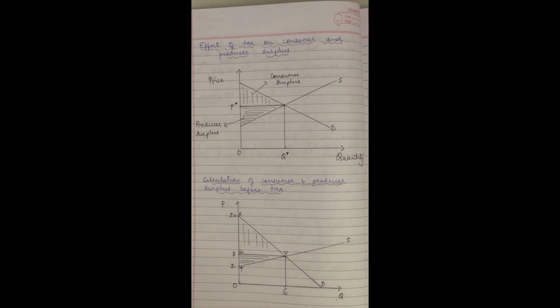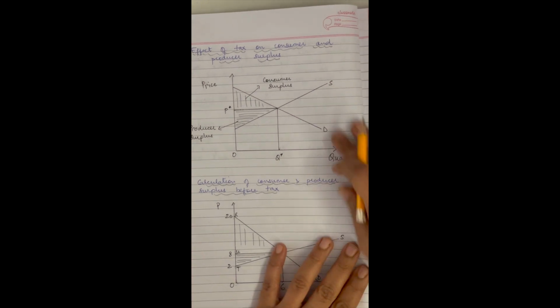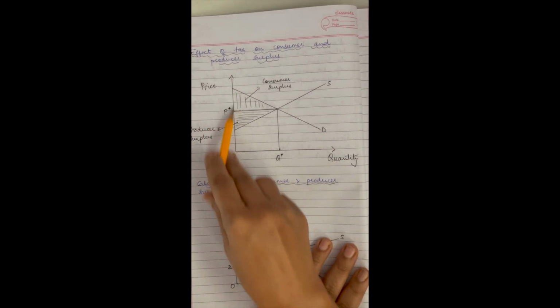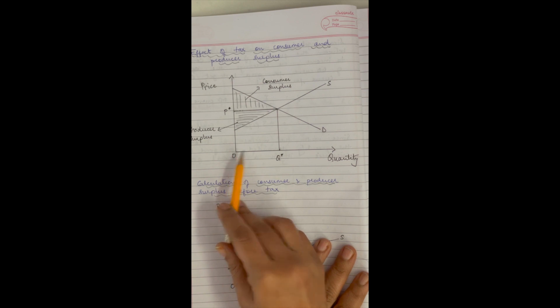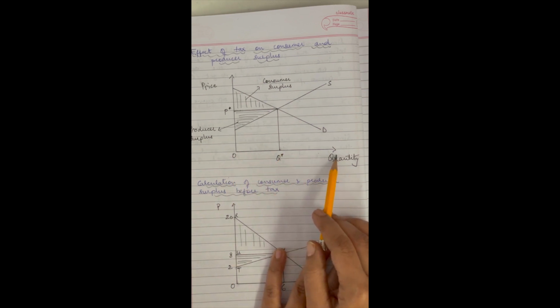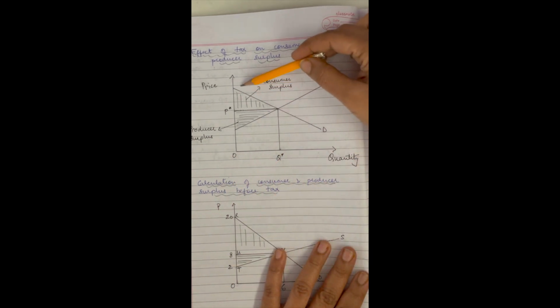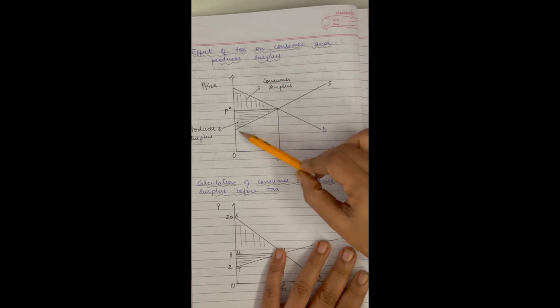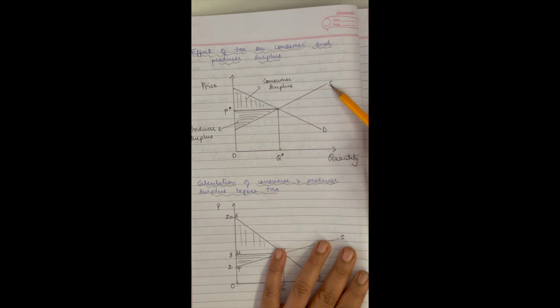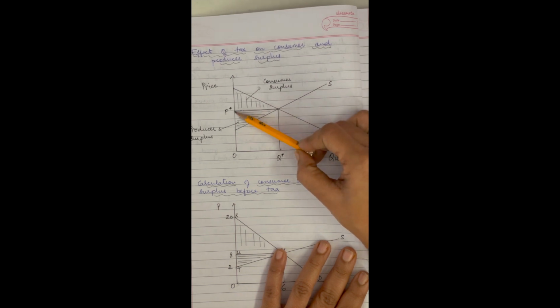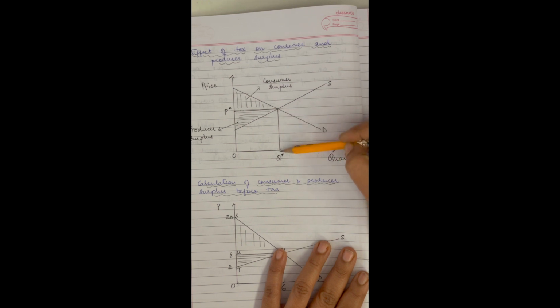Okay, first let's understand what a consumer and a producer surplus is. In this diagram, I have price on my y-axis and quantity on my x-axis. I have my demand curve here with D, and my supply curve here with S. Wherever they intersect gives us the equilibrium price, which I have marked as P star, and it also gives me the equilibrium quantity, which I have marked as Q star.